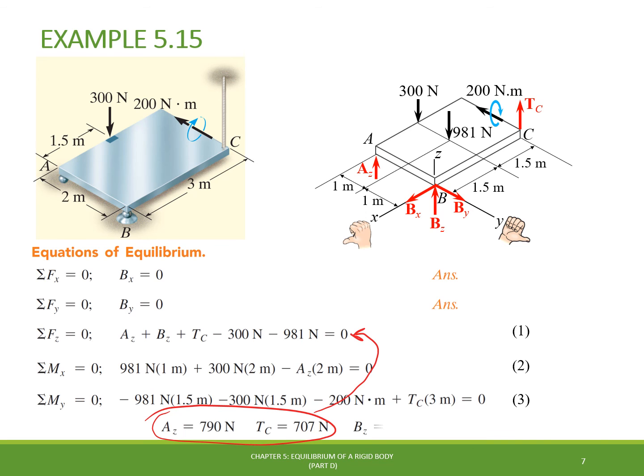Finally, we take those 2 results and plug into equation 1 and get the value for the last unknown BZ, which is minus 217 newtons. The negative sign here indicates that BZ acts downwards.